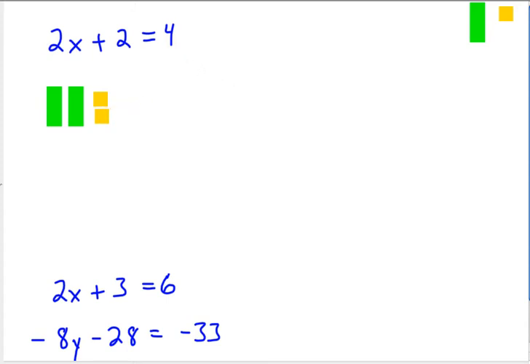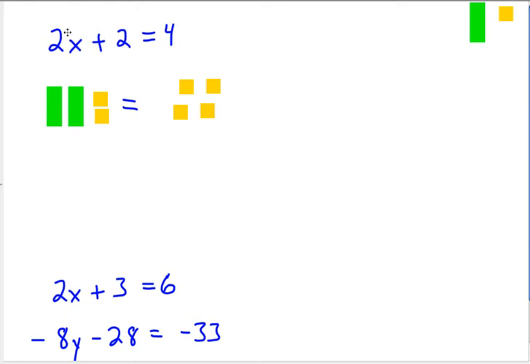And we're going to say equals, I could just write an equal sign here, equals 4. So 1, 2, 3, and 4. Alright, so 2x plus 2 equals 4.